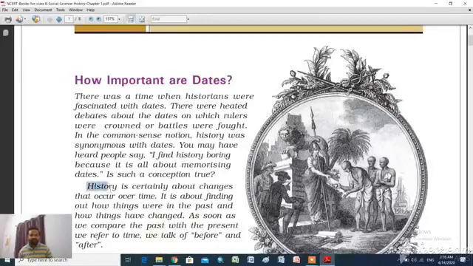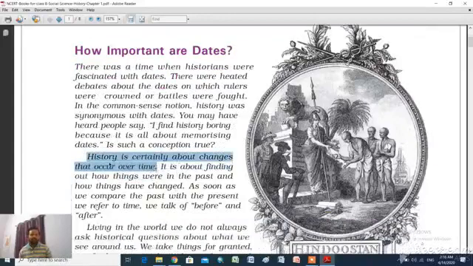Here, look at this paragraph in your book. There is a clear definition of history. History is certainly about changes that occur over time. It is about finding out how things were in the past and how things have changed. As soon as we compare the past with the present, we refer to time. We talk of before and after. So history is about something that happened in the past.